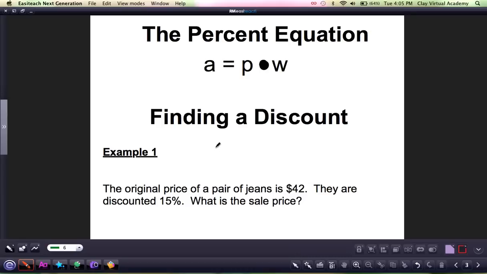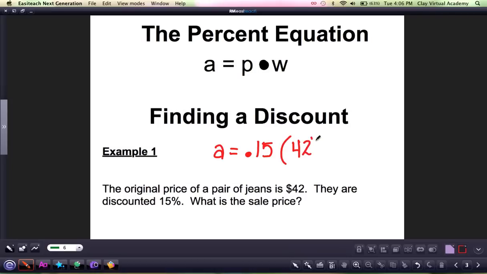So we solve this by putting A equals, and I know my computer screen's kind of going crazy on you guys. I don't know what's going on today. So I'm sorry. So A equals the percent, which is 0.15, times W, what it's 15% of, in this case $42. And I'm going to put this in parentheses so I don't get confused. In our calculators, we're going to put 0.15 times 42, and that comes out to 6.3. And since we're talking dollars, it's going to be $6.30.